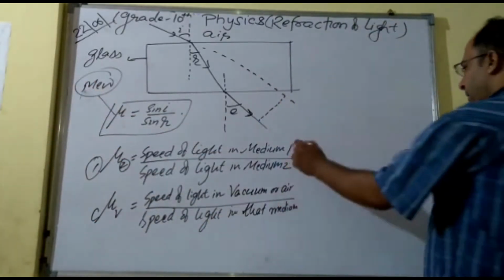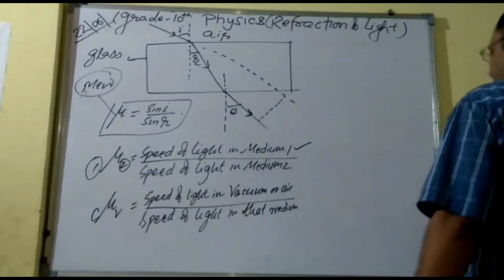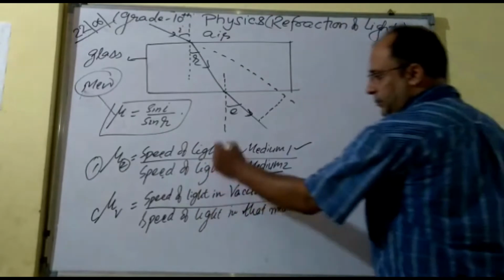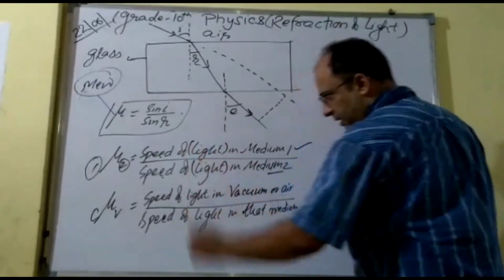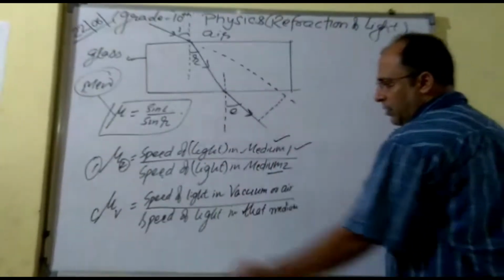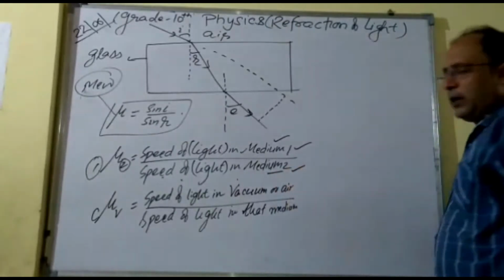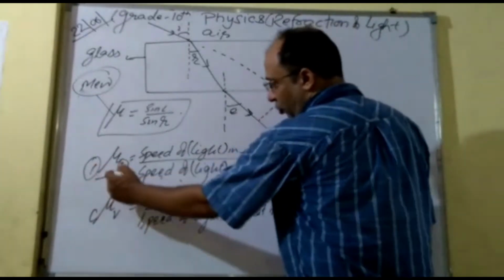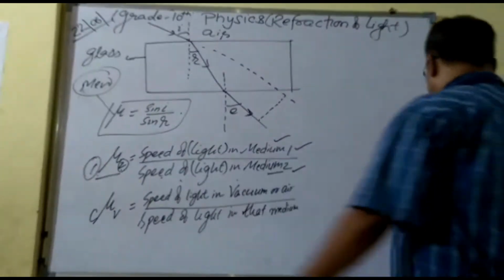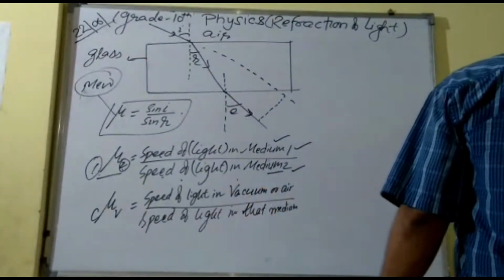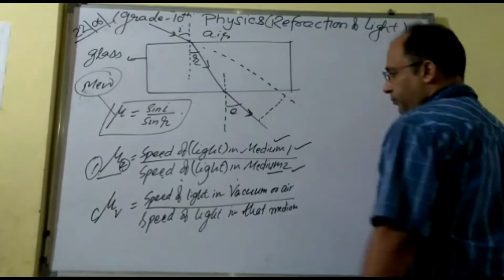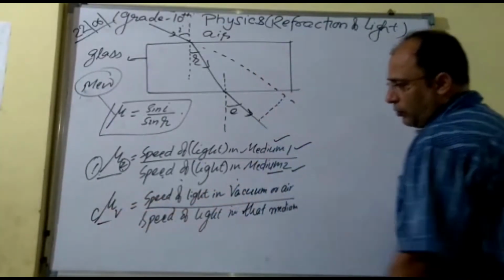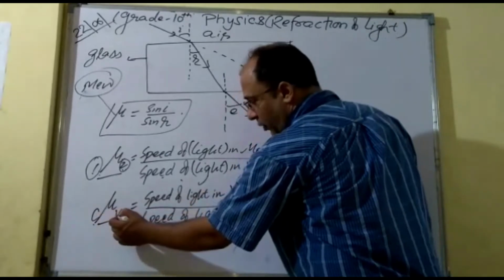So here I have written the speed in medium 1 and the speed in medium 2. That is speed of what? Light. The speed of light in medium 1 to the speed of light in medium 2 indicates mu 1 2. Once again, how to read it? Refractive index of the second medium with respect to the first medium.